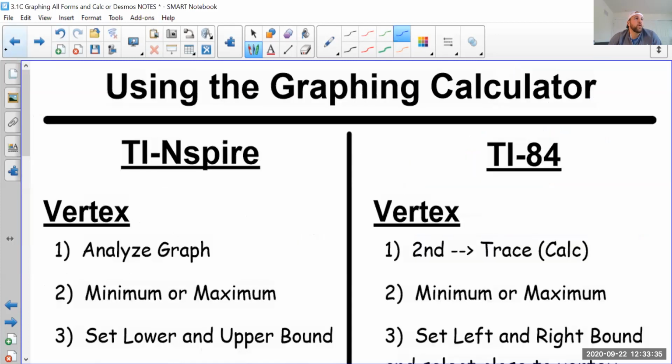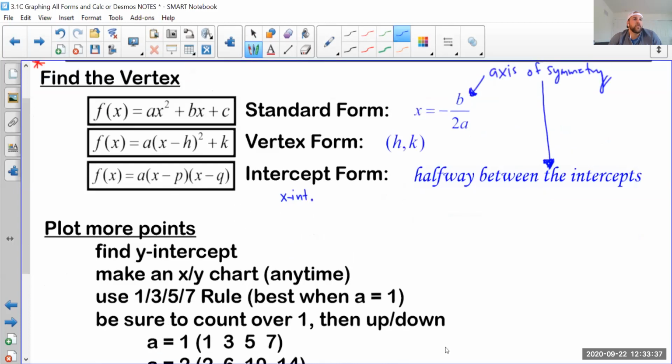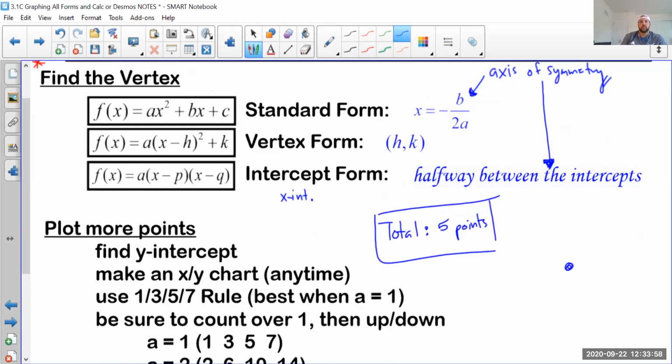Once we know what the vertex is, then we just need more points. Okay, I've kind of told you guys this from the beginning. I don't care how you find those other points, but you need a total of 5 points. Meaning we need the vertex and 2 other points on each side. Okay, so every single time I need 5 points. I don't care how you find those 5 points.